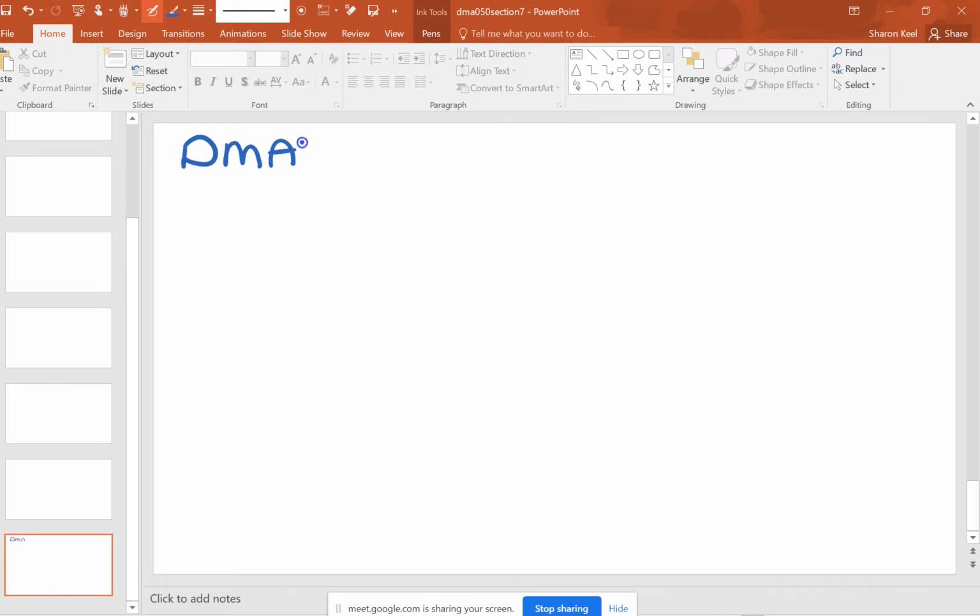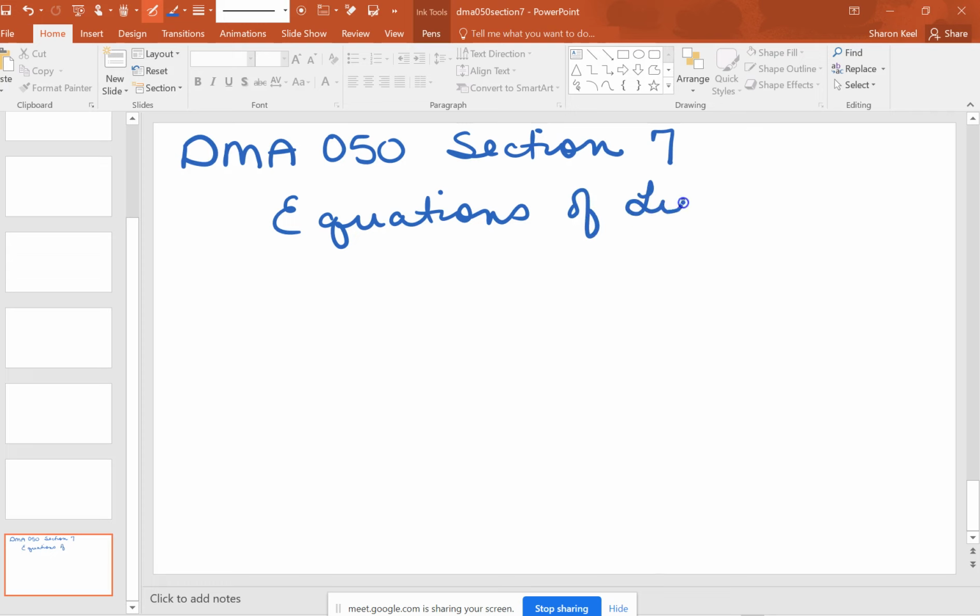Okay, so today we're going to do DMA50 section 7, and in section 7 we're working with equations of lines. The last thing that we had worked with was finding the slope. If we were given 2 points, how to find the slope. If we were given an equation, how to find the slope. Today, what we're going to do is come up with how to write an equation if we're given either 2 points or a slope and 1 point.